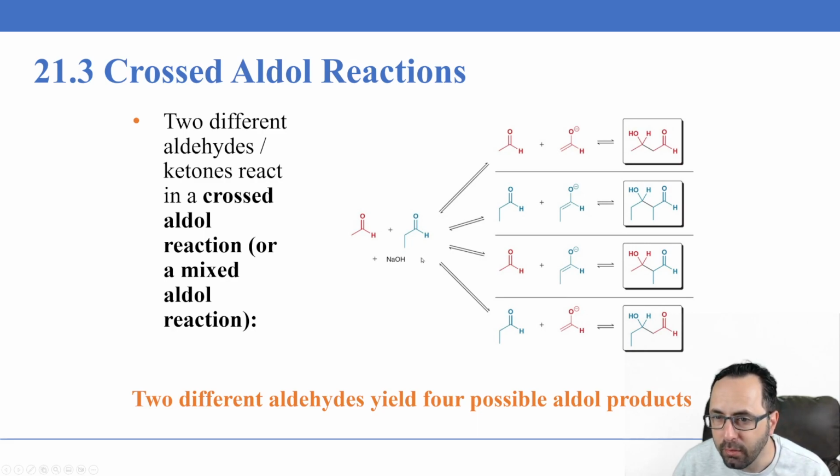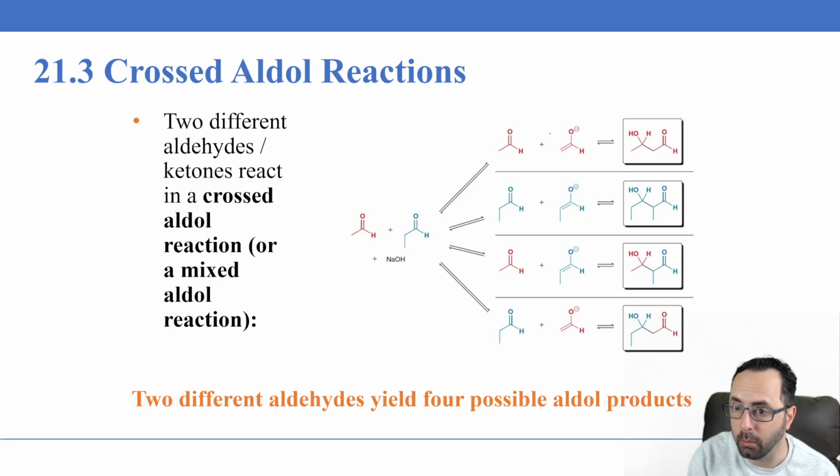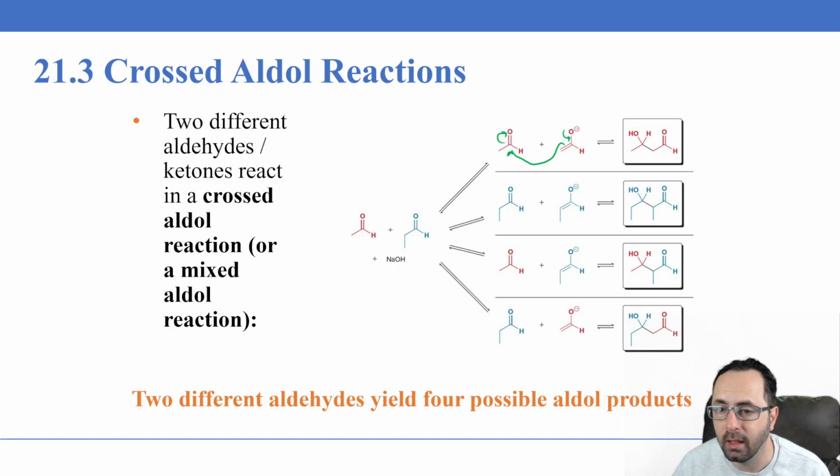So if we get the formation of an enolate ion from the ethanal, that enolate ion can go and perform a nucleophilic attack on the other ethanal, and then we would produce a product here where this part in red is the first ethanal, and then this is the second one, and this black line is the bond between them.